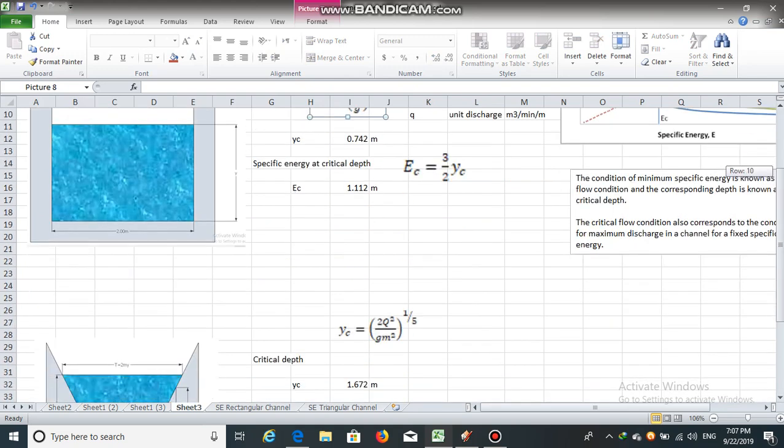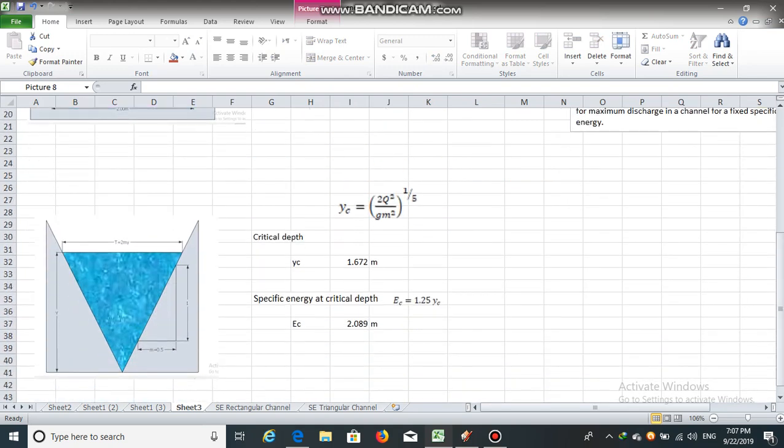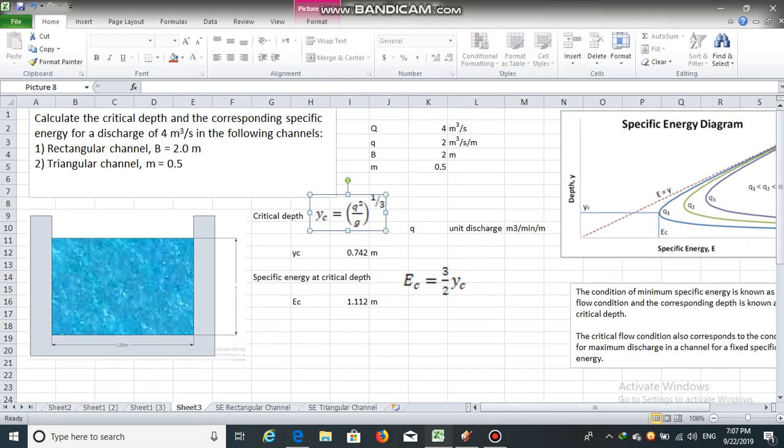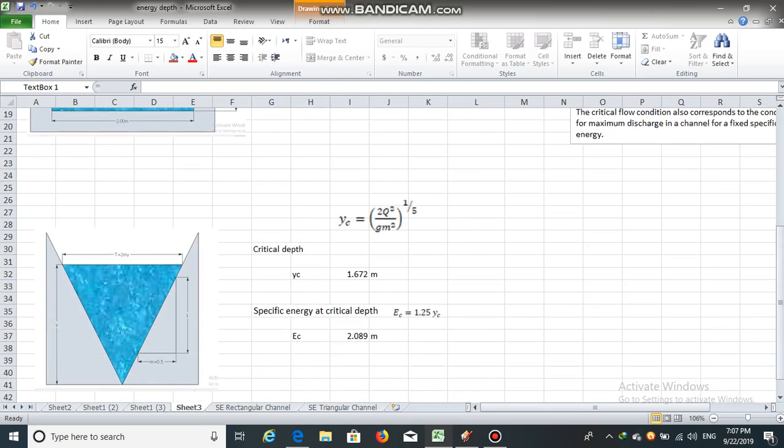But in case of triangular channel we'll be using this capital Q, which is given in the problem, 4 meter cube per second. Yc is equal to (2 into Q square by g into m square) raised to 1 by 5. So it will give us the value of critical depth 1.672 meters, and the corresponding specific energy is 2.089, which can be obtained using this equation. Ec is equal to 1.25 into Yc.